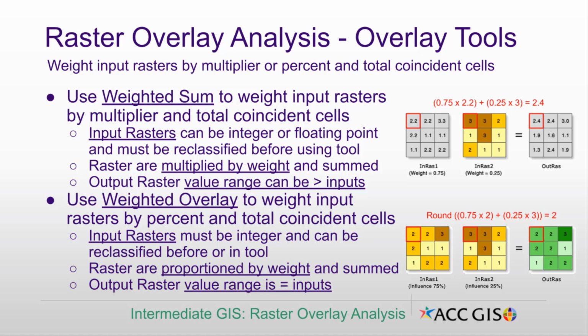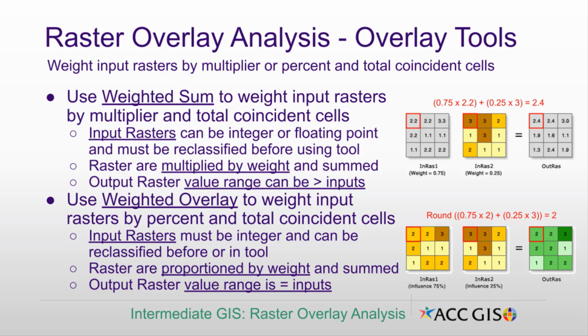And this also differs from the weighted sum tool, where input rasters can be integer or floating point and must be reclassed before using the tool. So the weighted overlay tool needs to use whole numbers, but you can reclassify in the tool. The rasters are then proportioned by weight and summed in the output raster. And in this example, if you look at the upper left-hand corner, you can see how the math works out, which is input raster 1, weight 0.75 times 2, plus input raster 2, weight 0.25 times 3, equals 2.25. And of course, we have to round that because the output must be an integer raster. So the resulting cell is 2 in the output raster.